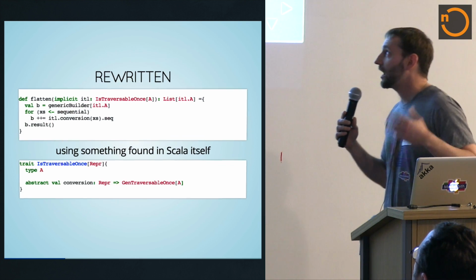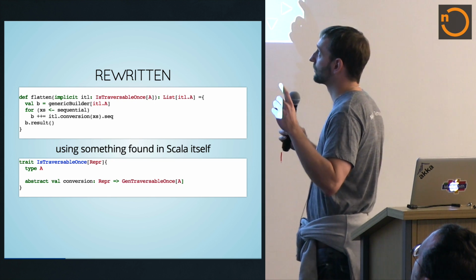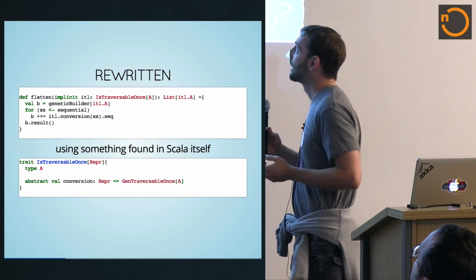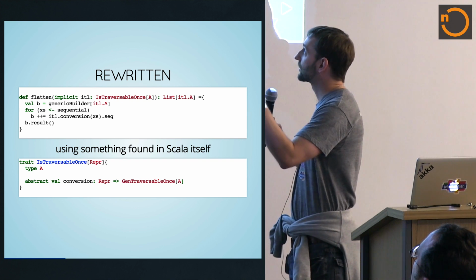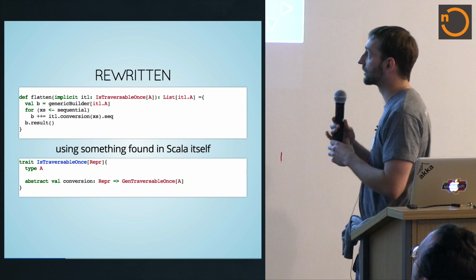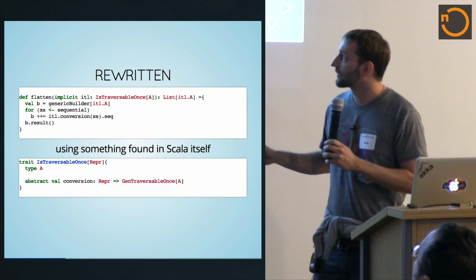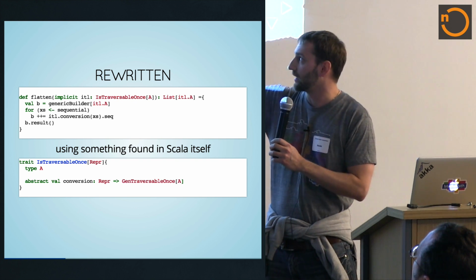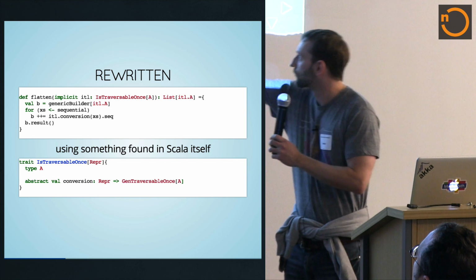So if I were to rewrite this, I'd actually use IsTraversableOnce. It looks almost exactly the same, except that it's using dependent types as the type to return. In other words, it uses this thing that's actually found in Scala itself that has this abstract type A that is the type of the traversable which comes out.